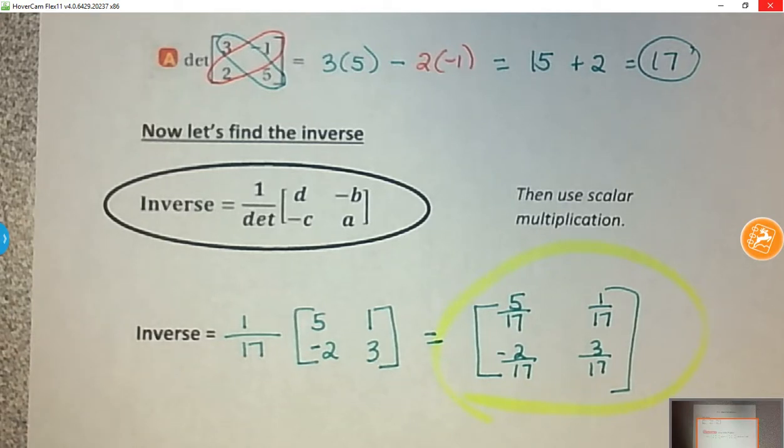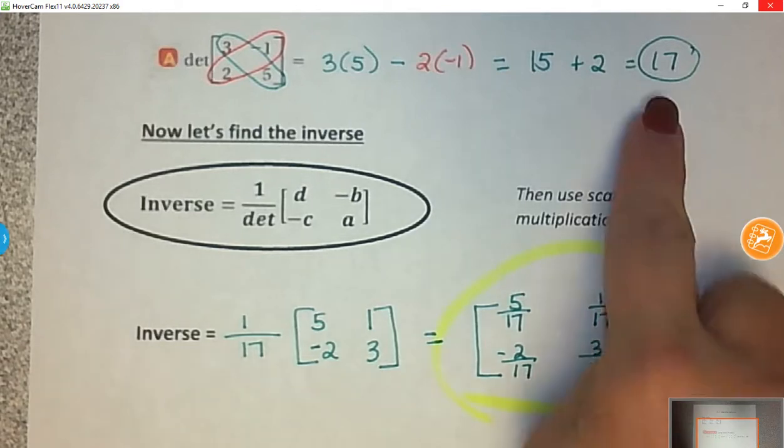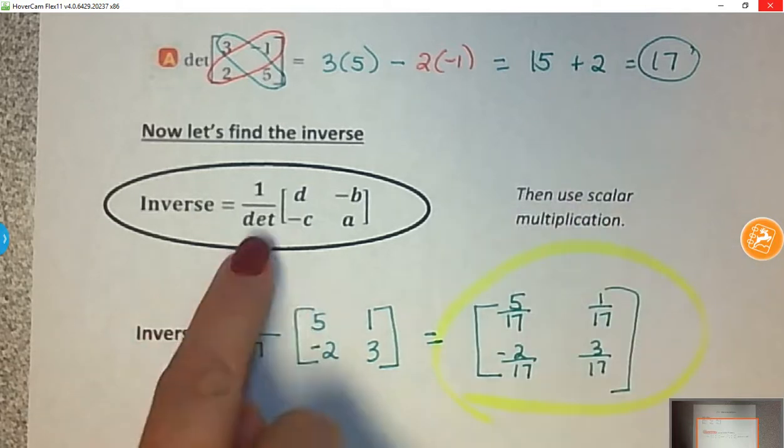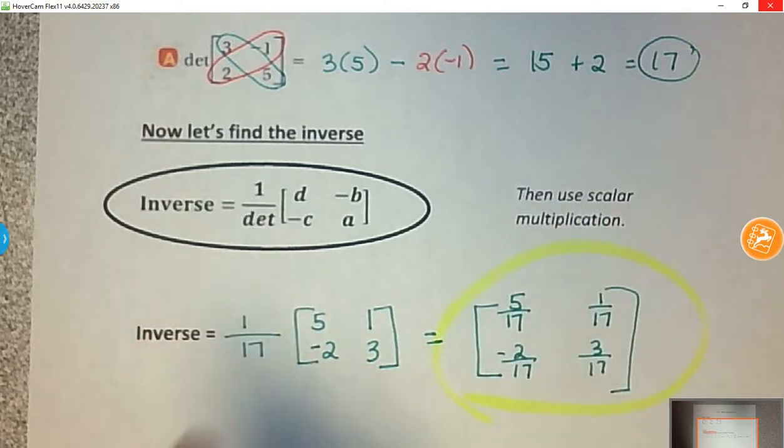Where did we get the 17 from? No, that was my determinant here. You remember we did it just a second ago? We're going to put 1 over that determinant. So yeah.